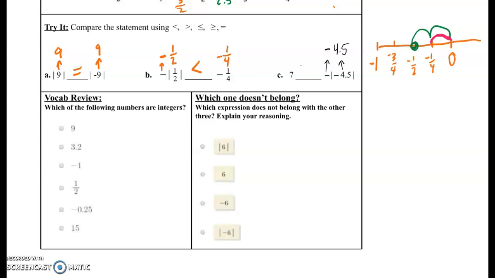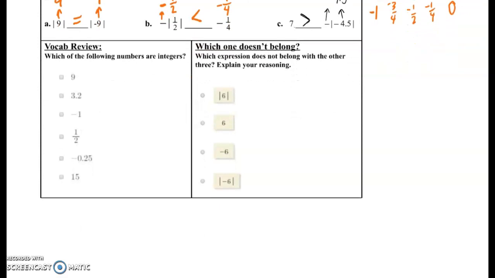So this one, 7 is larger, and I always like to think of it as if you're in debt. So would I rather have $7 or would I rather owe somebody $4.50? I would rather have the $7. That one's bigger.